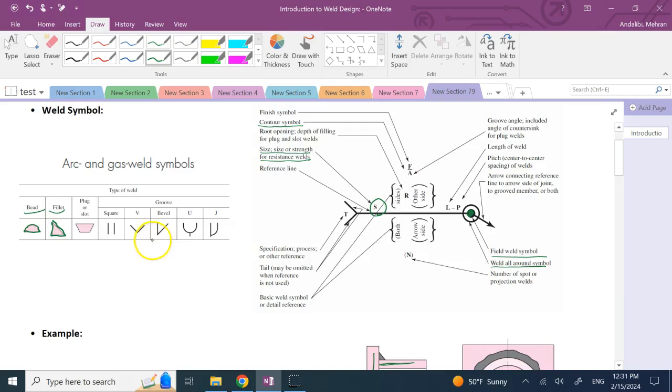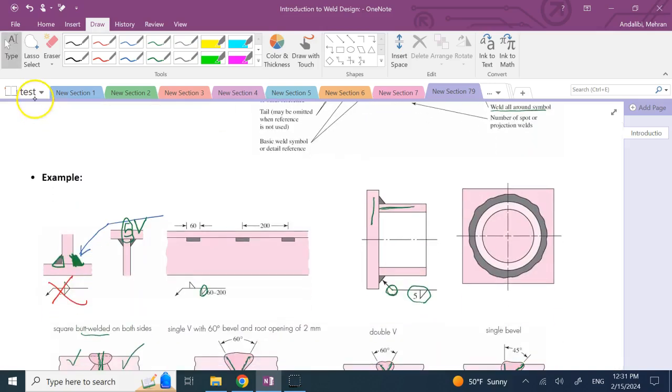So if it's a half V, we call it a bevel. If it's a V, we just call it a V. If it's just a rectangular, we call it a square. And then you have U and you have J grooves. So there are different types of grooves, different types of the fillet bead shapes and symbols. So those symbols can be shown above and below the line.